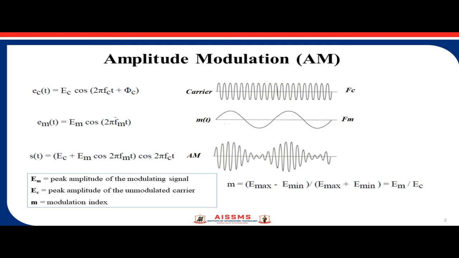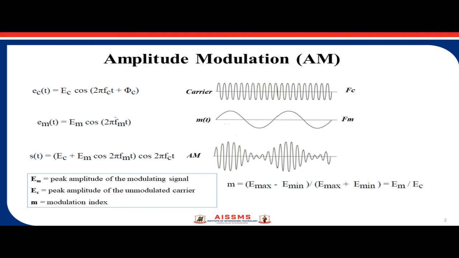FC is the carrier signal, which is represented by the given equation. FM is the baseband signal, which is represented by the given equation. The lower figure represents the amplitude modulated wave. This representation is in time domain.